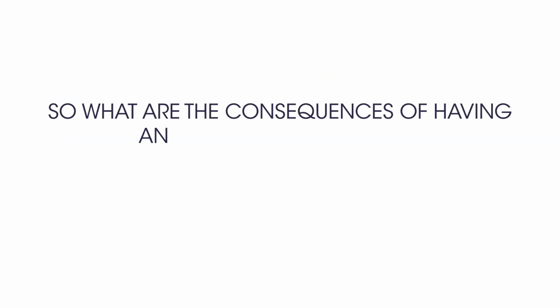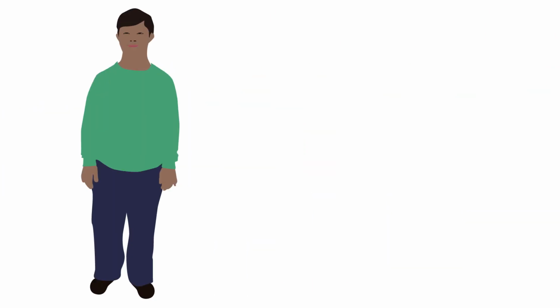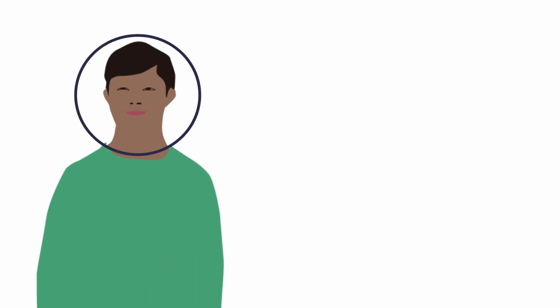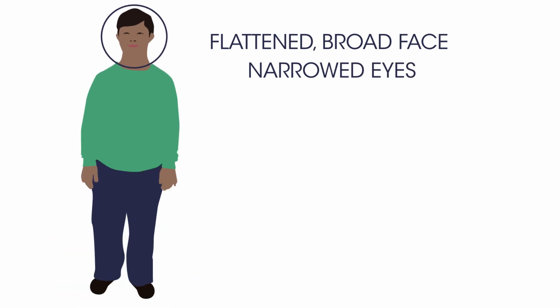So what are the consequences of having an extra chromosome for people with Down syndrome? Well, the difficulties vary in severity. Facial characteristics can include a flattened, broadened face and narrowed eyes. But people with Down syndrome don't all look the same. They also look like their parents and family.